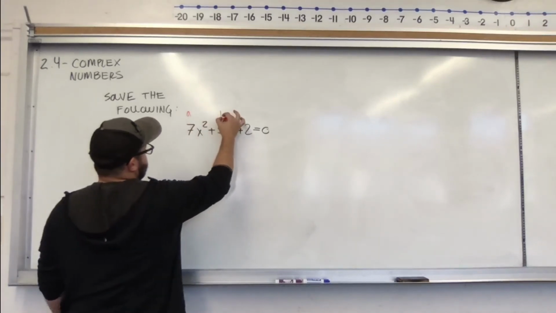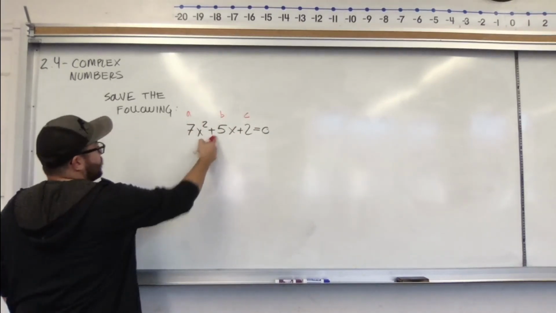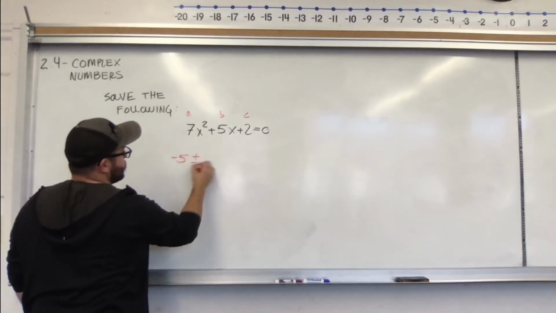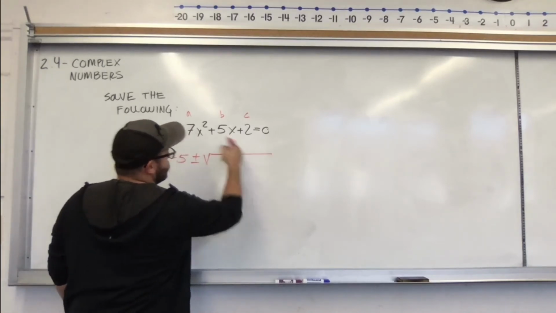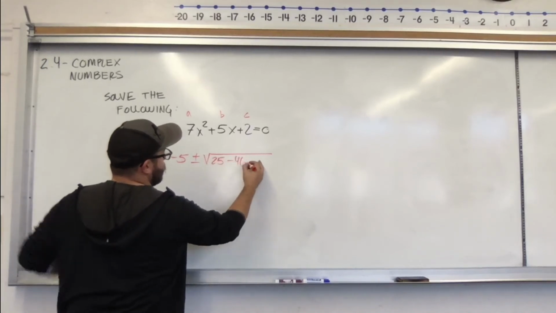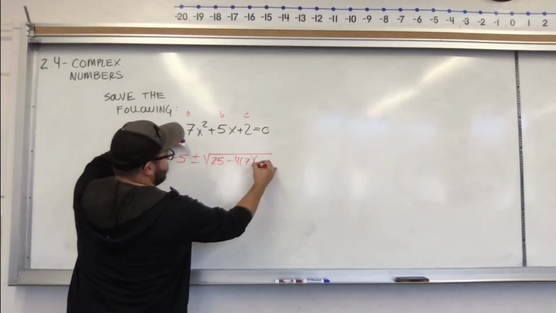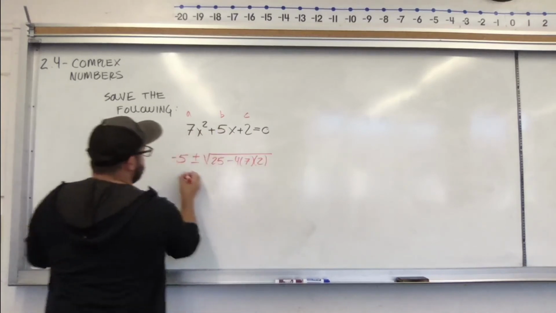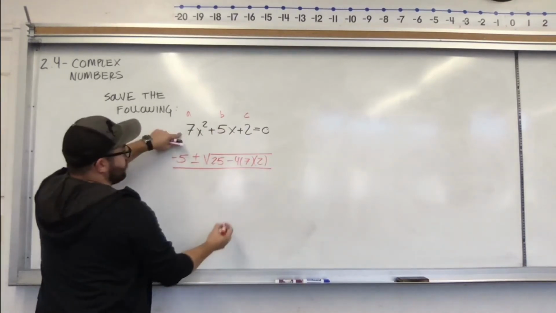So here's our a, here's our b, here's our c. We get negative b plus and minus square root of b squared, there's our 25, minus 4 times a times c. And this whole thing over 2a.